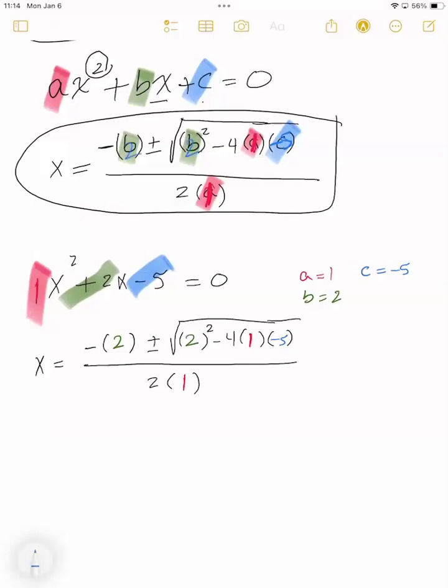And then you simplify this. I get -2 plus or minus, 2 to the power 2 is 4. 4 times 1 is 4. 4 times -5 is -20. So I have a minus 20, which turns it into an addition. Then 4 and 20 is 24.